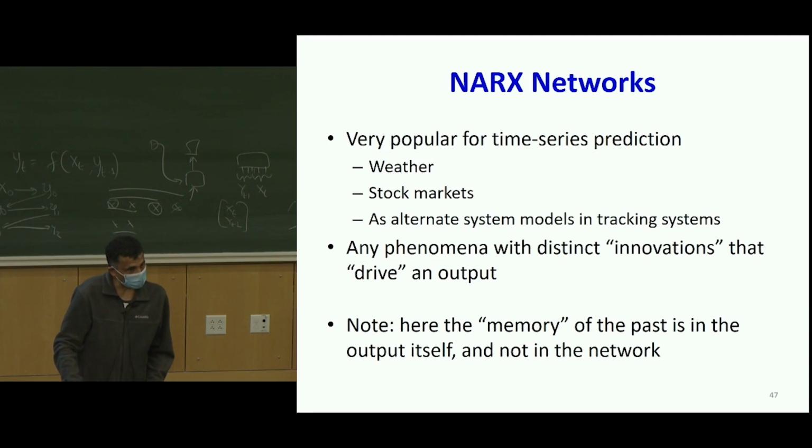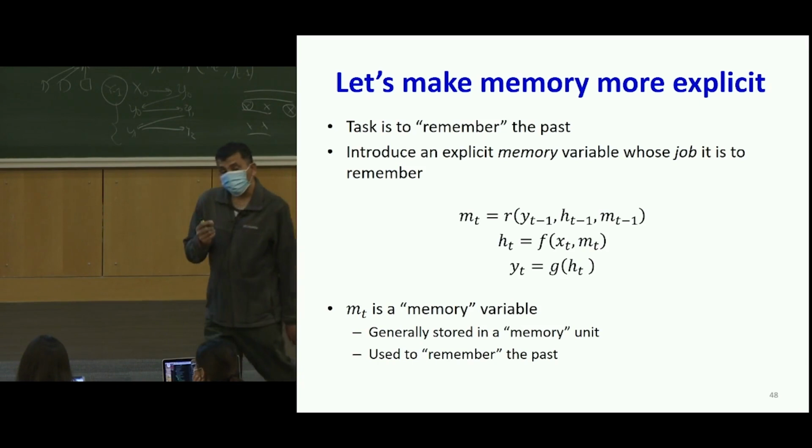Make sense? Right? So the problem here is that the memory of the network is in the output. It's not hidden in the network. There's no intermediate variable in the network that you can point out and say, this is the variable that summarizes everything that's happened in the world so far. What we'd like to have is some way of making this memory more explicit.